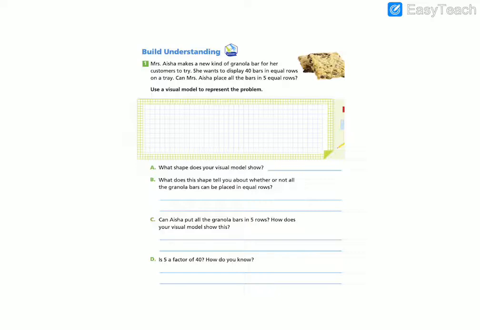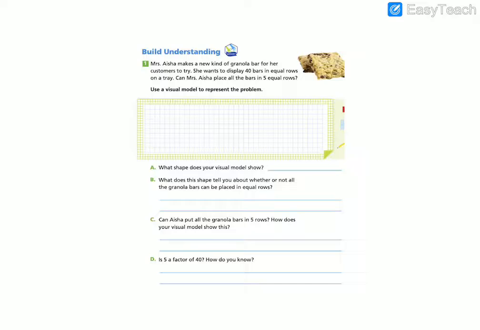Okay, so let's take a look at problem 1. Miss Aisha makes a new kind of granola bar for her customers to try. She wants to display 40 bars in equal rows on a tray. Can Miss Aisha place all the bars in 5 equal rows?